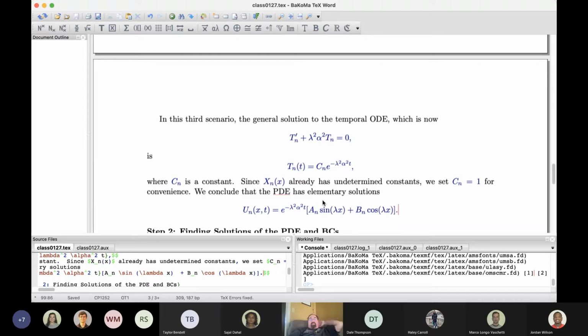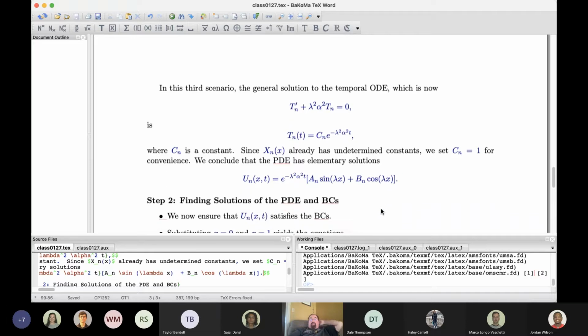So our solution to our original problem, u of x, t, is going to be a linear combination of these, as long as we can make sure that this part can satisfy the boundary conditions. So we've solved the PDE up to this point, or we have a parameterized family of solutions of a PDE that we can work with. Now we check the boundary conditions. Once we deal with that, we'll move on to the initial conditions.